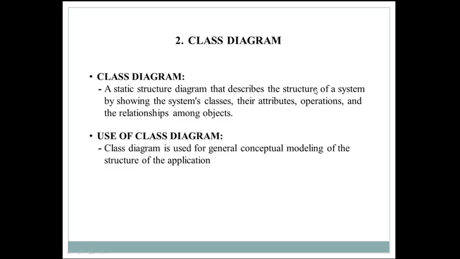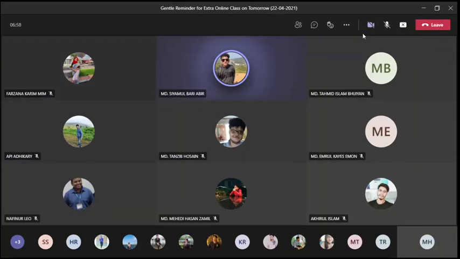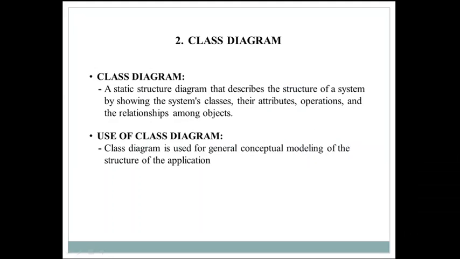A class diagram is a static structure diagram that describes the structure of a project by showing the system's classes, their attributes, operations, and the relationships among objects. Class diagrams are the most important part of a UML diagram and vitally important in software development. Class diagrams are the best way to illustrate a system structure in a detailed way, showing its attributes, operations, as well as its interrelationships. Next slide, please.